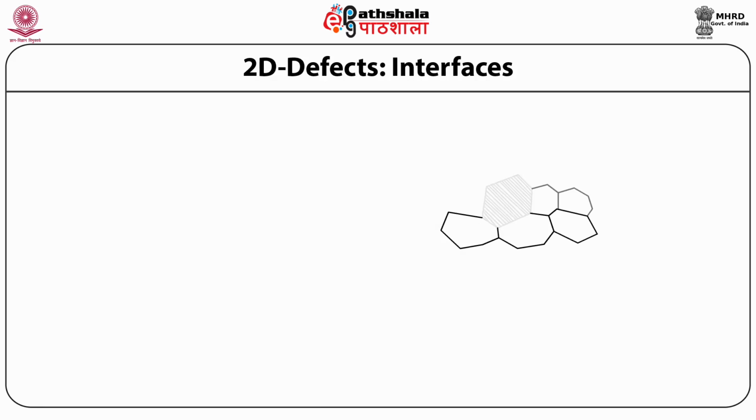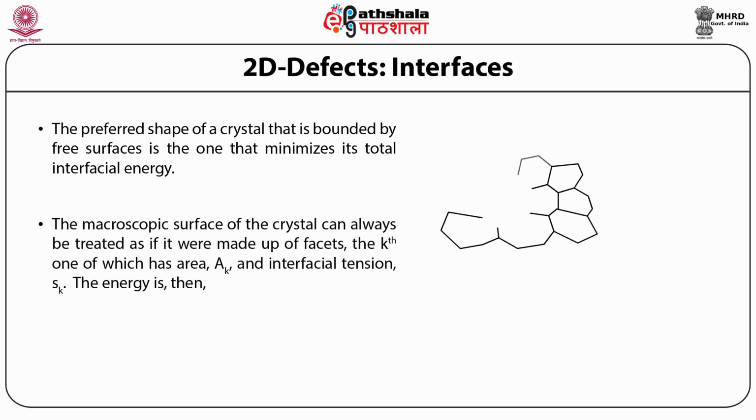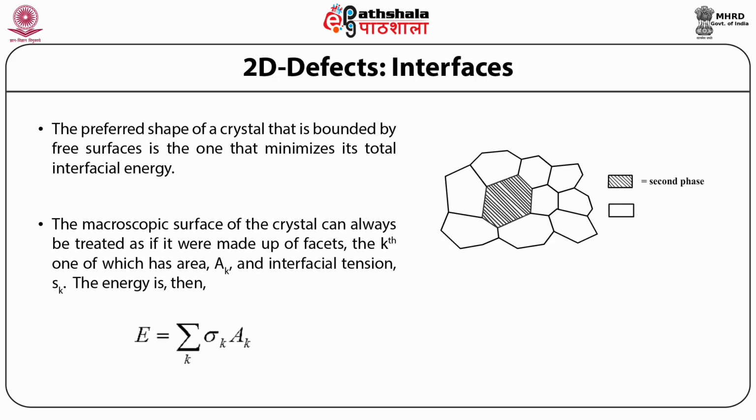Interfaces between crystals. The preferred shape of a crystal bound by free surfaces is the one that minimizes its total interfacial energy. The macroscopic surface of the crystal can always be treated as if it were made up of facets, the kth one of which has an area A_k and interfacial energy sigma_k. The energy is then E equals the sum over k of sigma_k A_k, which is written in the formula.